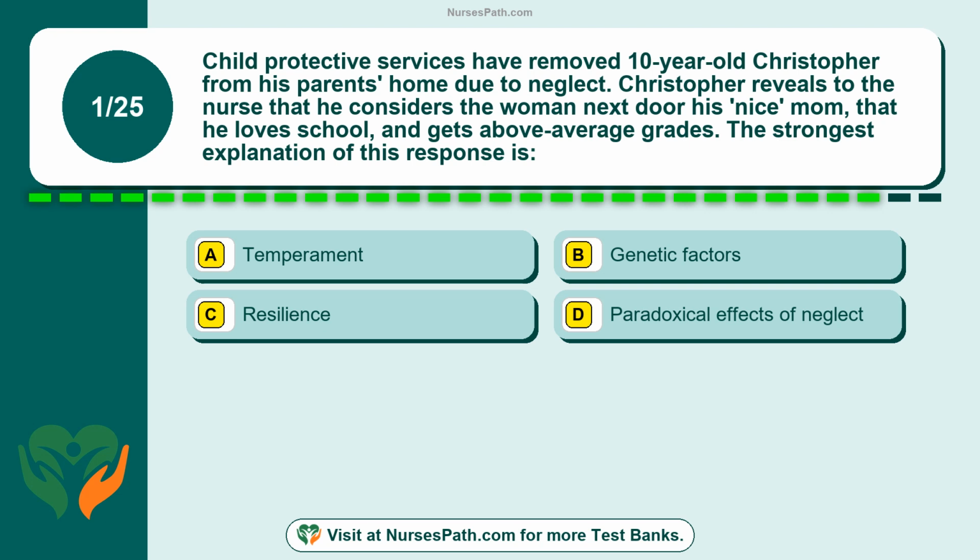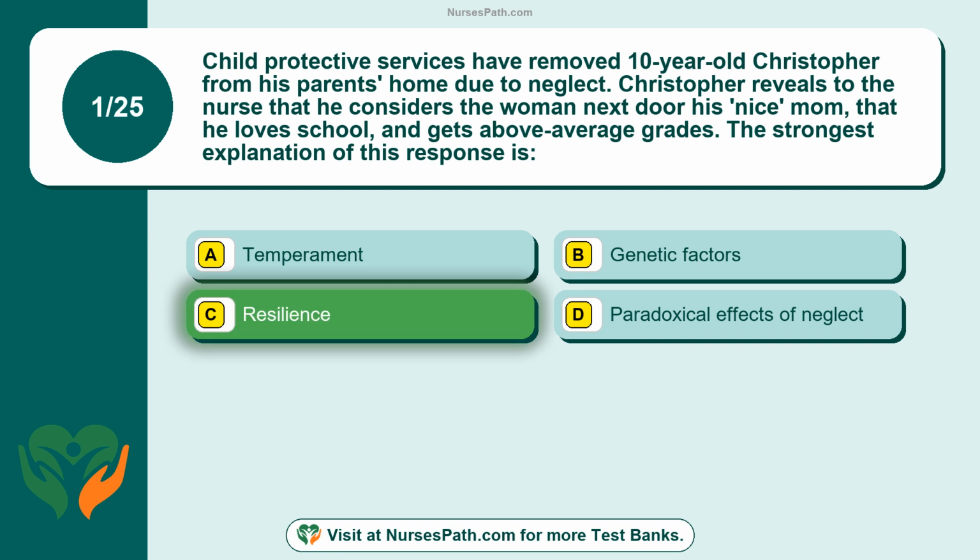Question 1. Child Protective Services have removed 10-year-old Christopher from his parents' home due to neglect. Christopher reveals to the nurse that he considers the woman next door his nice mom, that he loves school, and gets above-average grades. The strongest explanation of this response is: Option A, temperament. Option B, genetic factors. Option C, resilience. Option D, paradoxical effects of neglect.